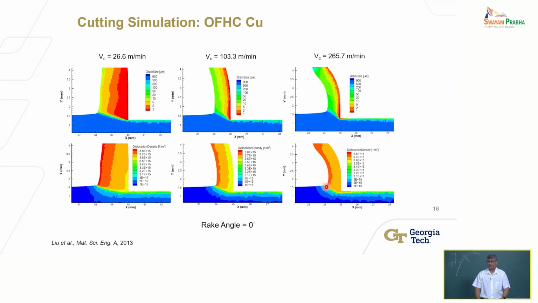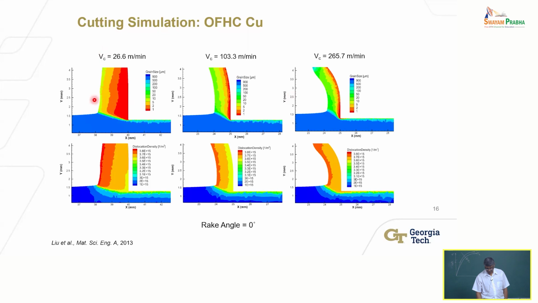What do you see if you were to do this simulation? This is showing you an example. This is simulating that two-dimensional operation I showed you a video of. This is a simulation, in this case for copper, oxygen-free high conductivity copper. It's just a model material. It's used for copper wires, electrical wires, etc. It's a well-characterized material. That's why we picked it. And this is showing you that I've changed the cutting speed.